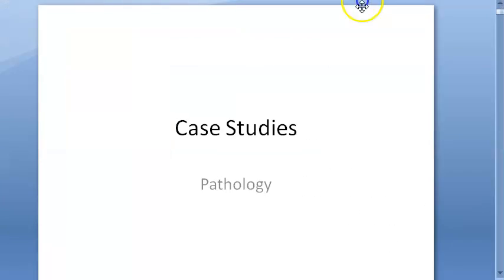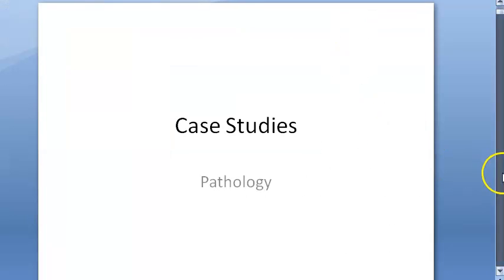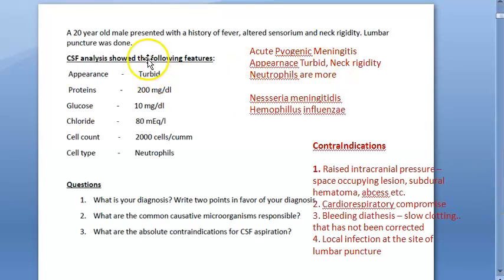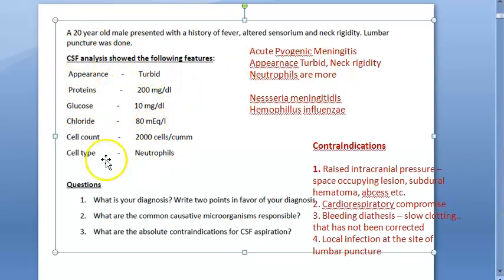Let's say there is a case study they give you. Here they are giving you CSF analysis, so many things. What will you think the diagnosis is? Here it will be acute pyogenic meningitis. Why? Because glucose is less, and if there are neutrophils, so a lot of things you will see. The appearance is turbid. The person has fever, and they will say neck rigidity. So you know it is meningitis.